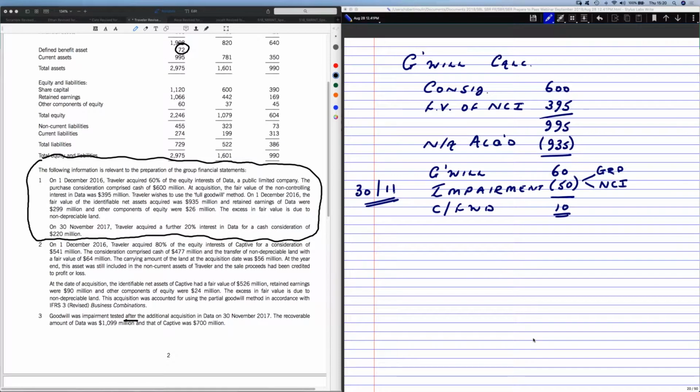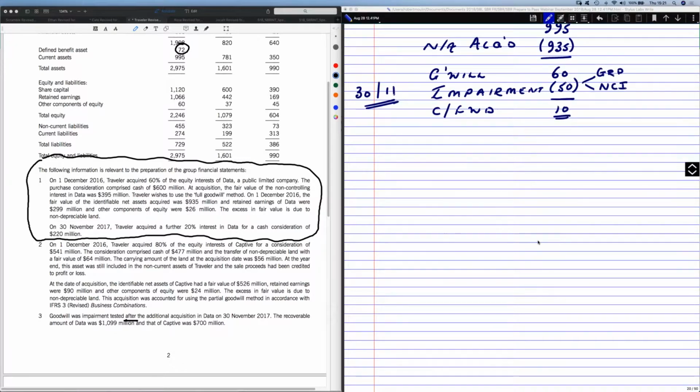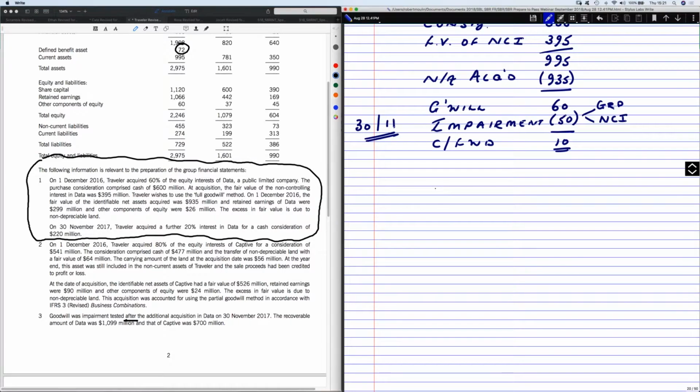And you're sending me quite a few questions on goodwill. And I know that goodwill is one of those issues that can potentially cause us problems. So what I want to do, please, is this. I'm going to ask you the question, which is, because you've asked it to me, what is the basic difference between the policy for the NCI being fair value or the policy being partial? Sorry, not partial, proportionate. Let me change that. Proportionate. Okay. Now, what is basically the difference?